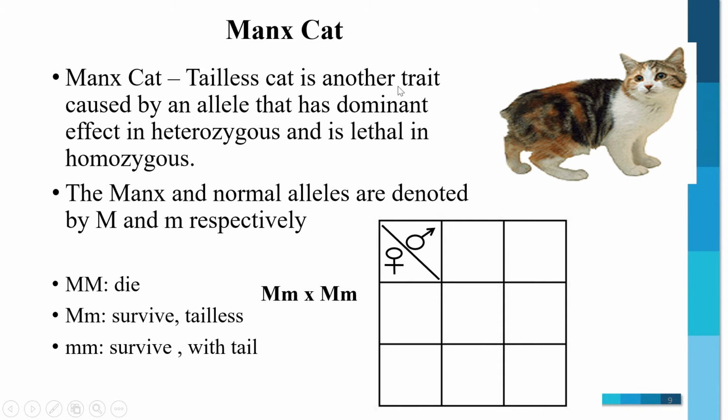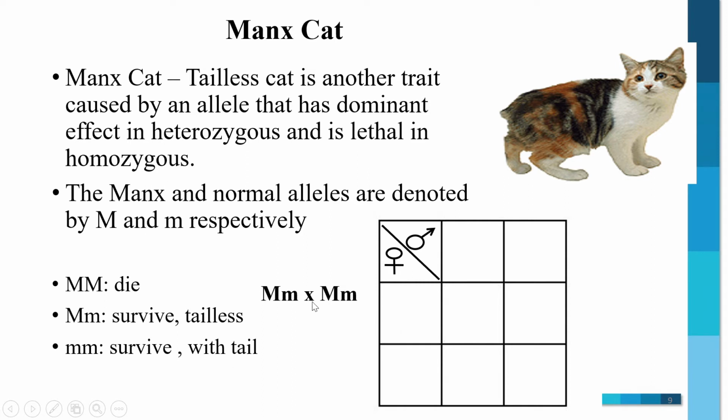Tailless cat is another trait that is caused by an allele, which has a dominant effect in heterozygotes and is lethal in homozygotes. So here the Manx is normal. The alleles are denoted M and small m, respectively, for the normal one and the lethal one.